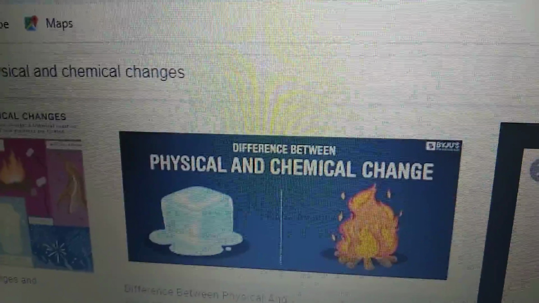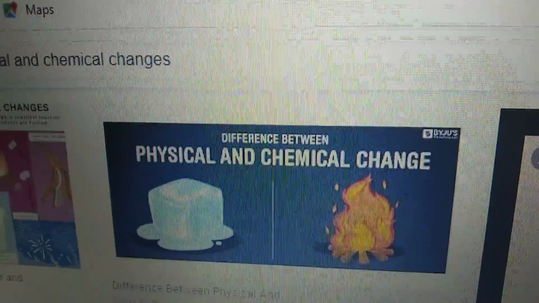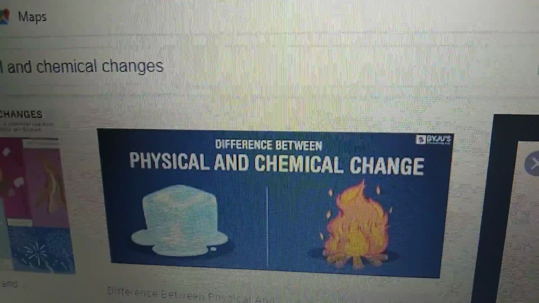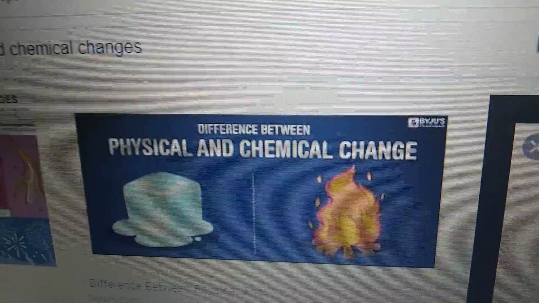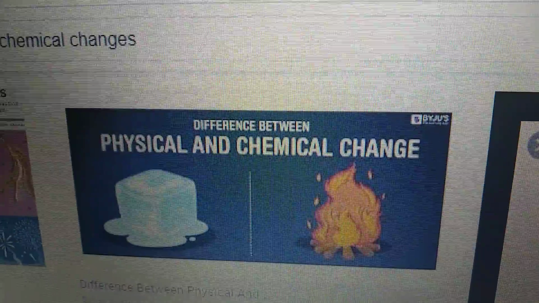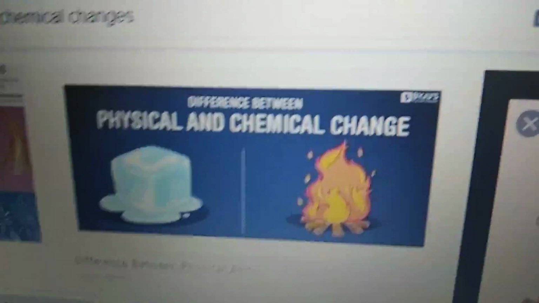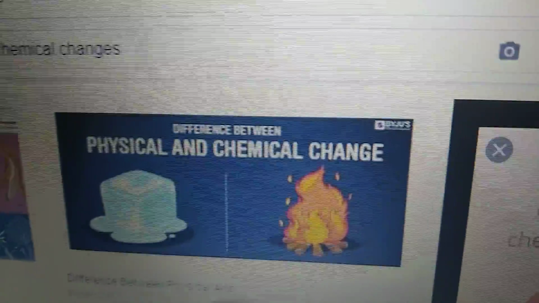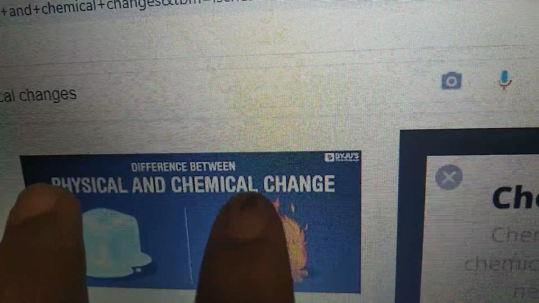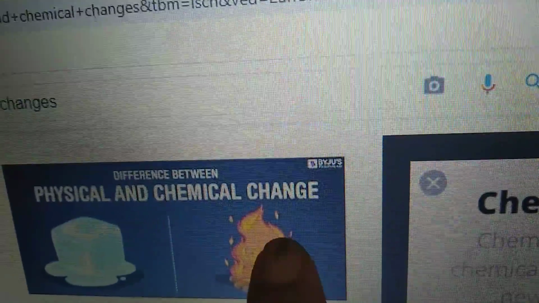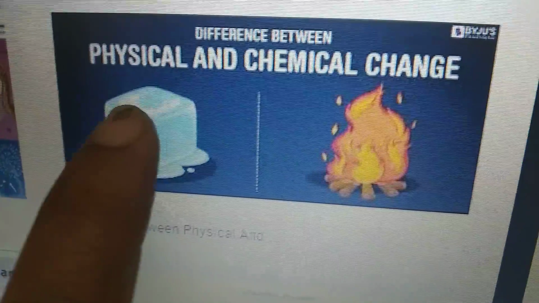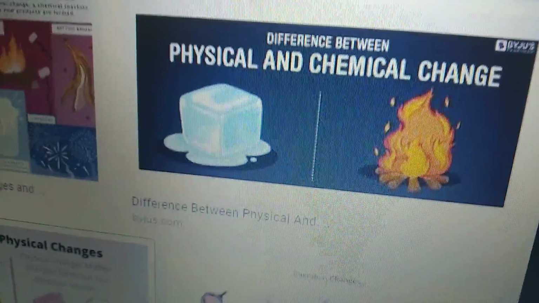So most chemical changes are irreversible changes. For example, burning of paper. When paper is burnt, it produces ash, and this ash cannot be turned back into paper. That's why they have shown in a simple way: physical, which is reversible, and chemical, which cannot be reversed, that is irreversible changes.